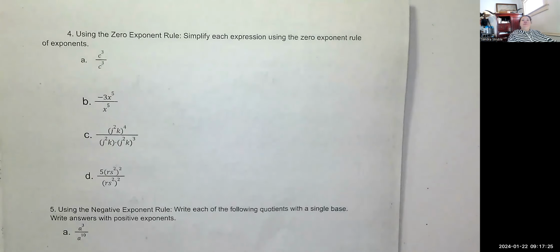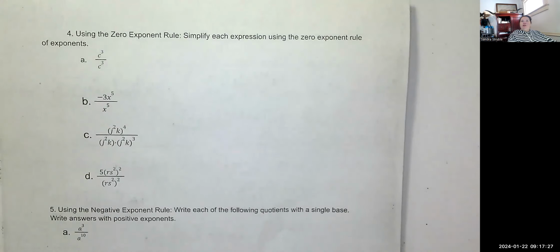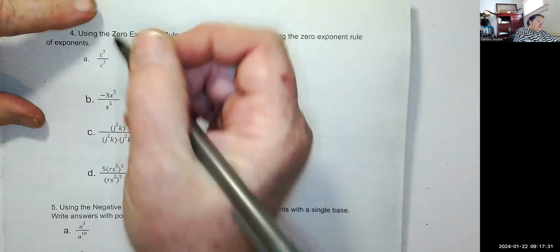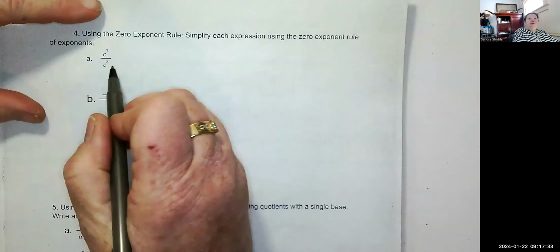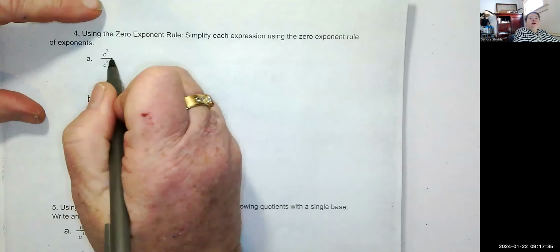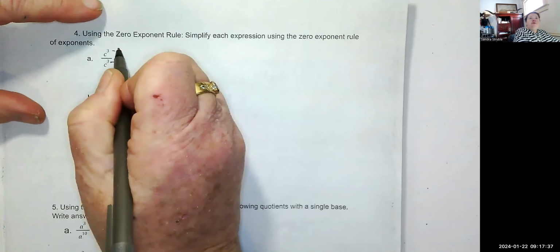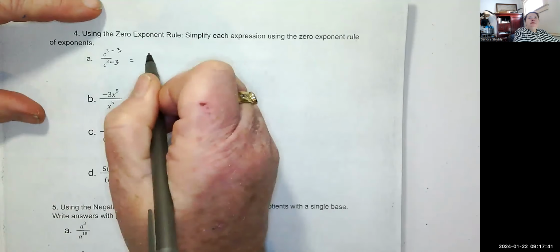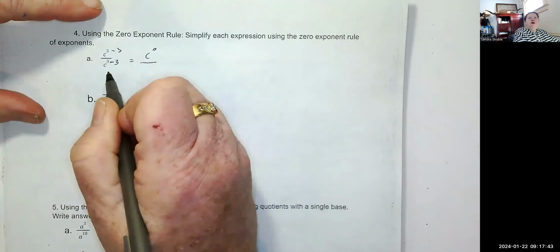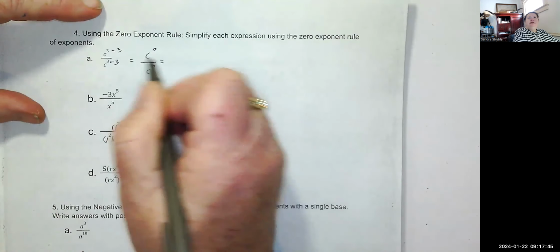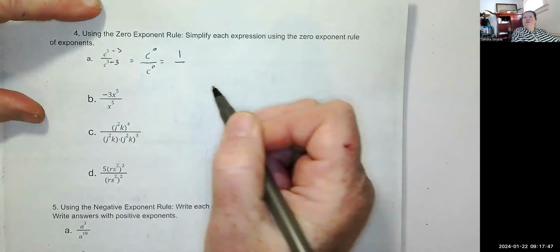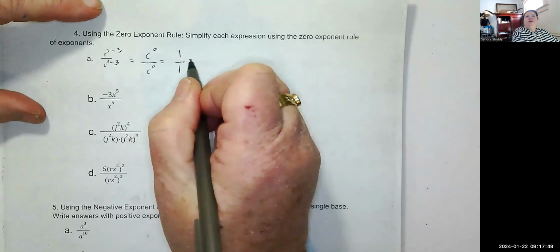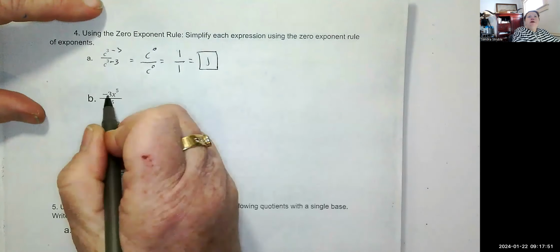Use the zero exponent rule. Simplify each expression using the zero exponent rule of exponents. Okay. So again, we're going to bring the c cubed up here, and that means we're subtracting 3 from both. So c to the 3 minus 3 is c to the 0 over c to the 0. See, anything to the 0 is 1. I don't care if it's a variable or a constant. So this answer is just 1.